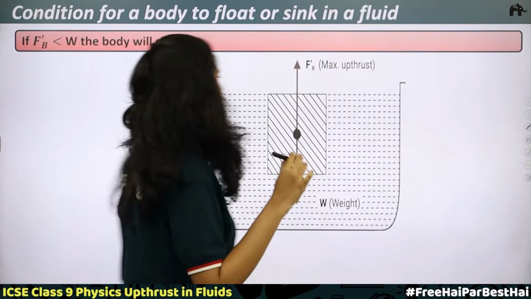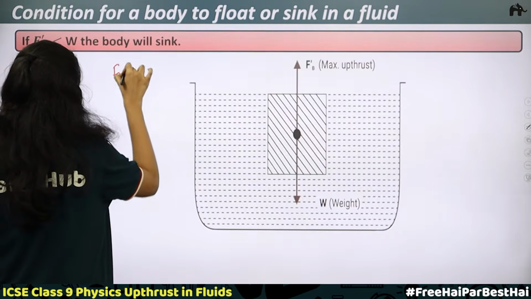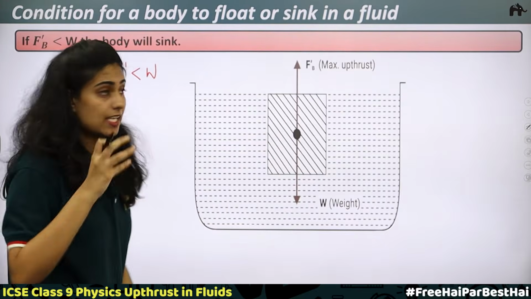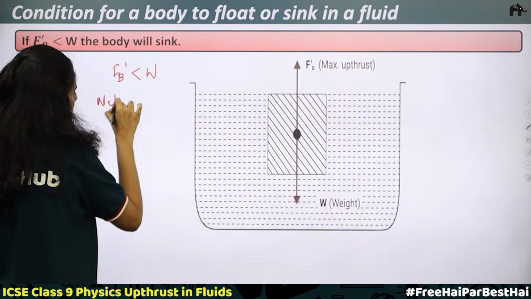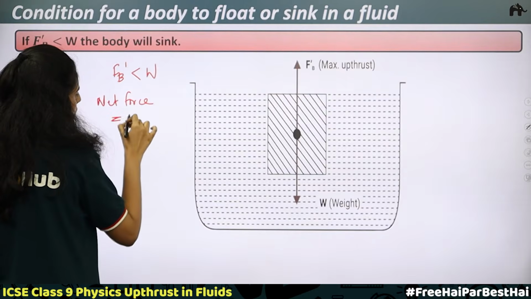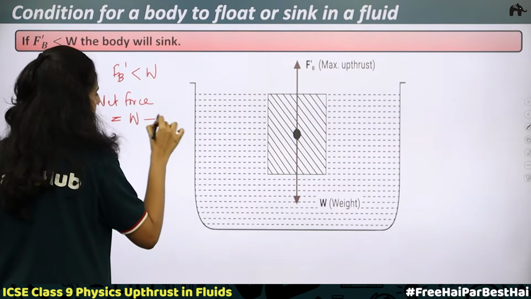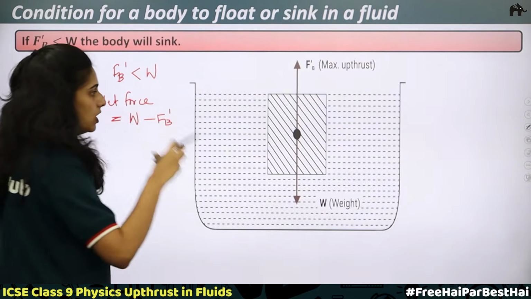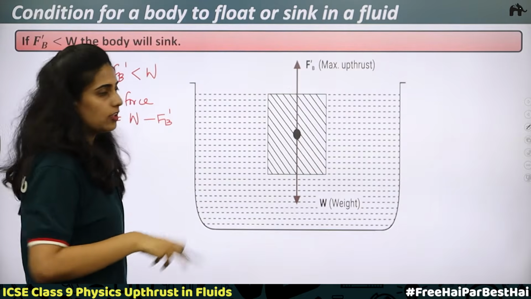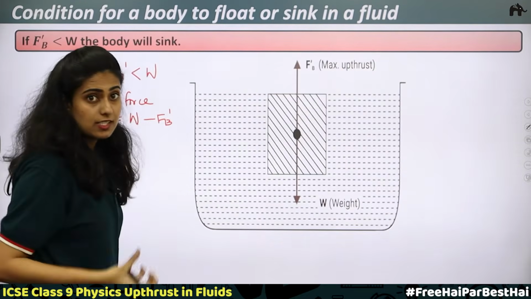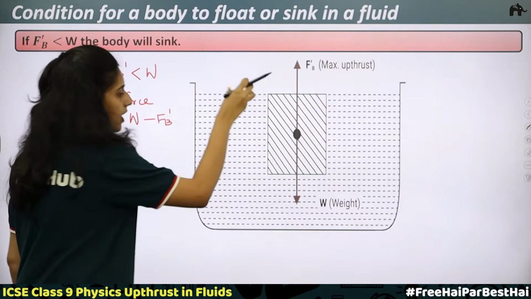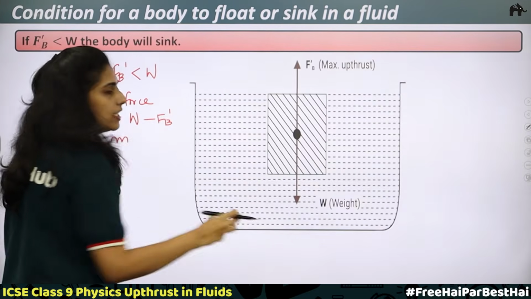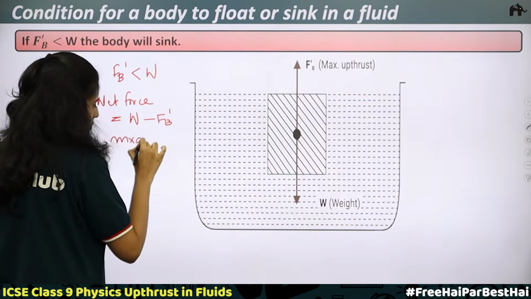Next is the case when the body sinks. Okay, body sinks when the upward force is less than the weight of the body. So here the body will be experiencing a net force. The net force experienced by the body will be equal to the weight of the body minus Fb dash. So this body which is put into water will be moving down because the weight is greater, weight is acting downward. So when it is moving down, we know that the mass of the body is m. It will be moving down with an acceleration a, m into a.